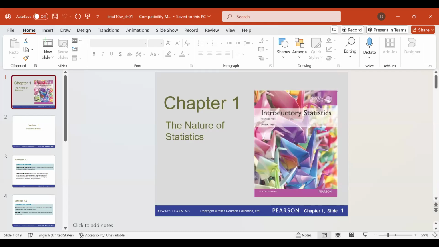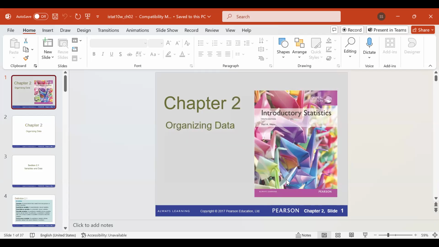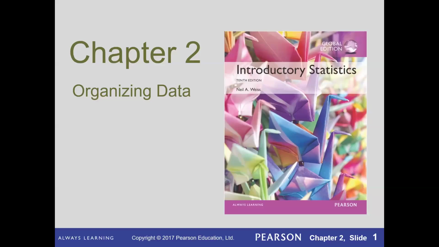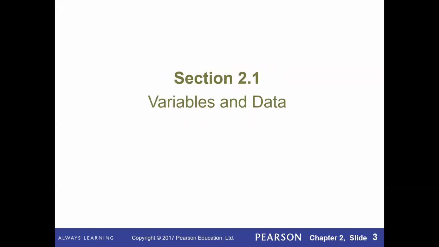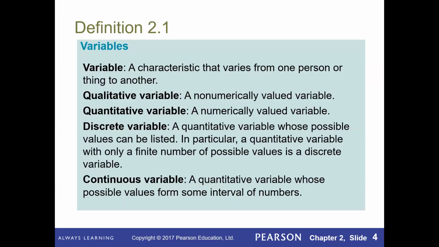Okay, this was our chapter one for descriptive statistics. Let's move on to the second chapter. Name is organizing data. And in this, our first section is variables and data. So what is a variable? Variable is simply a characteristic that varies from one person to another.